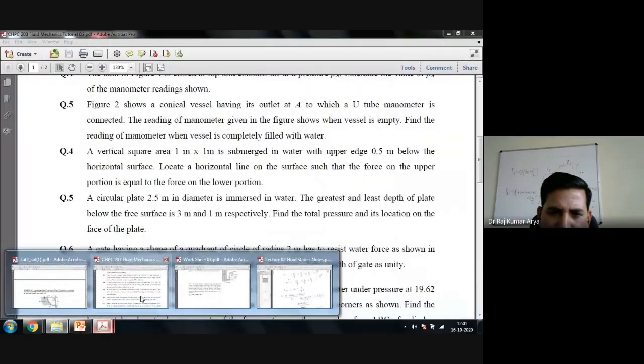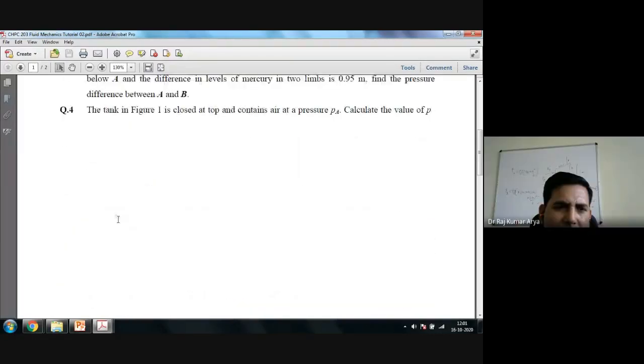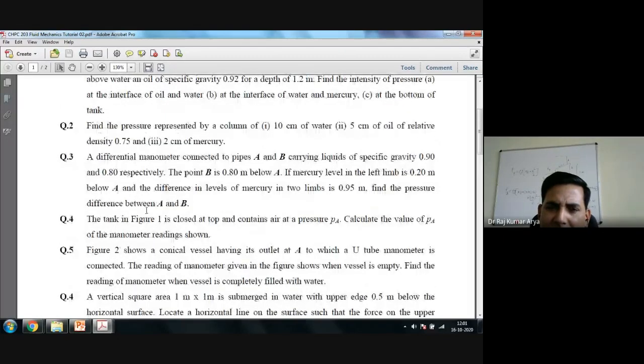Which question were you talking about here? Question number 3. A differential manometer connected to a pipe, yeah, this I can recall. Specific gravity 0.9, point B is 0.8 meter below. If the mercury level in the left limb is this, and the difference of mercury level is given, find the pressure difference.